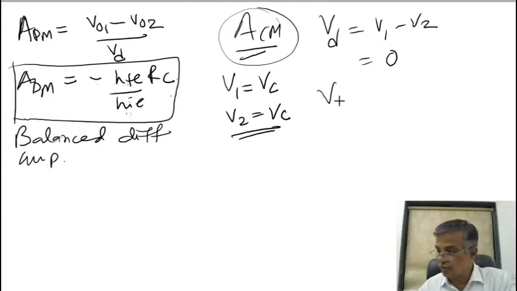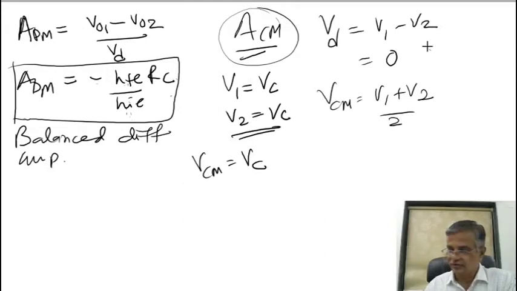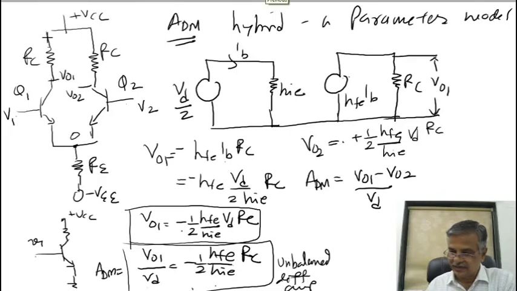What is my common mode signal? V1 plus V2 by 2. So my common mode signal is nothing but the Vc. Listen again to what I am telling you. My differential voltage is 0. Why? Because here I am giving the input Vc, here also I am giving the input, here I am giving the voltage Vc, here I am giving the voltage Vc.